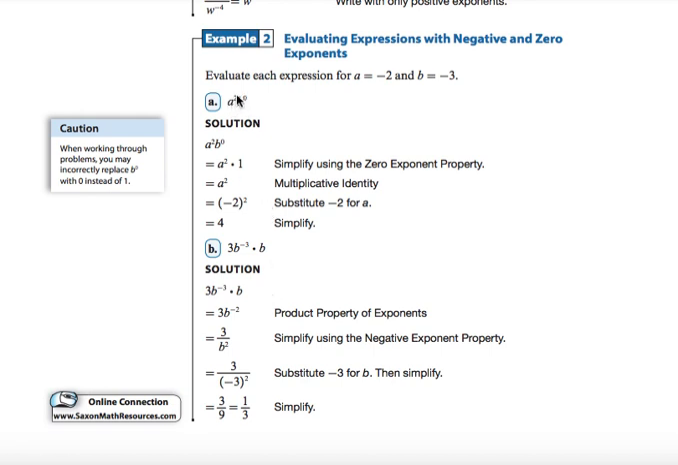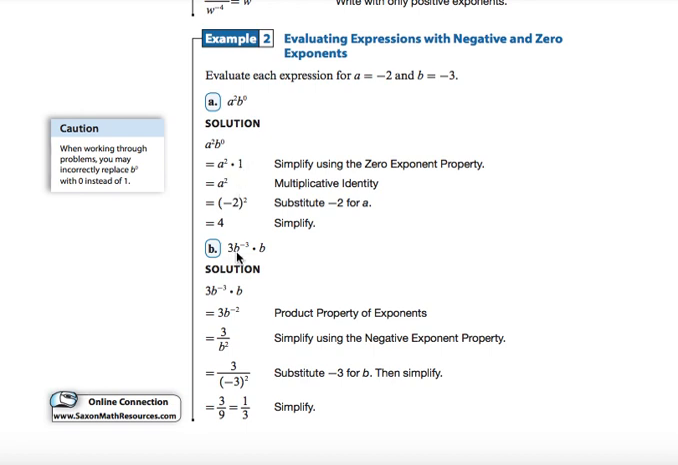Letter A says a squared times b to the 0 power. Anything to the 0 power is 1, so you could simplify this as a squared. For this example, however, you have to plug in negative 2 and negative 3 for each of these values. So after you've simplified it, then you plug in negative 2. Negative 2 squared is 4, so it's solved because you've eliminated the b to the 0, because b to the 0 is the zero exponent property of 1.